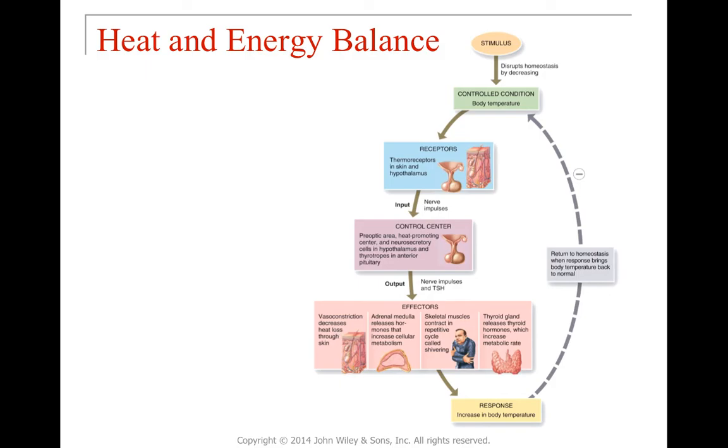Vasoconstriction is going to allow us to decrease the heat loss through the skin because we're not getting as much blood to the surface of the skin, so we're keeping the blood at the lower levels of the body internally, and hopefully we won't lose as much heat through the skin. We also are going to have an effect of the adrenal medulla, which is going to increase cellular metabolism, because if we increase our overall cellular metabolic rate, we're also increasing heat production from internally. And then we can also tell our skeletal muscles to contract in repeated cycle, and that's called shivering.